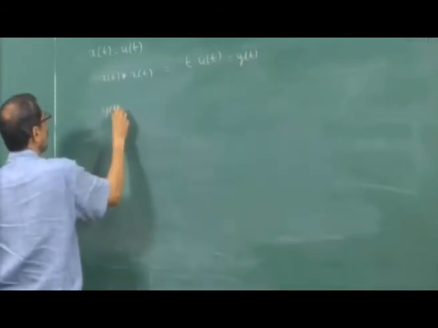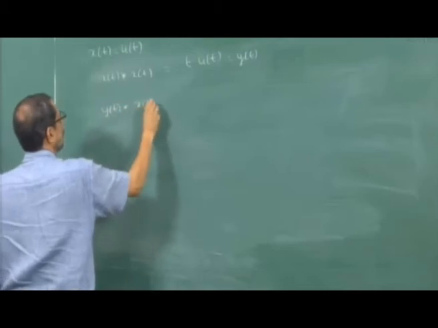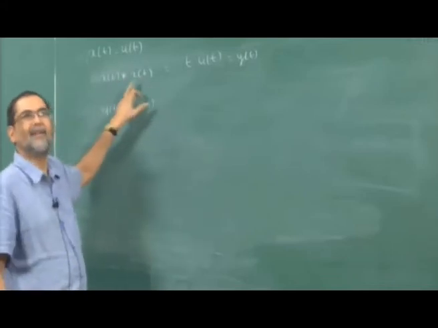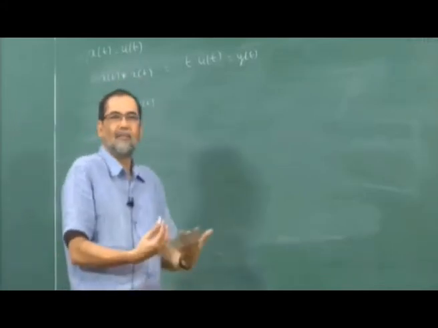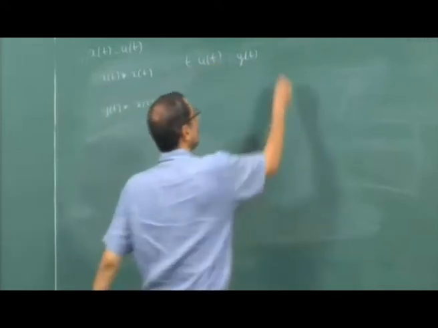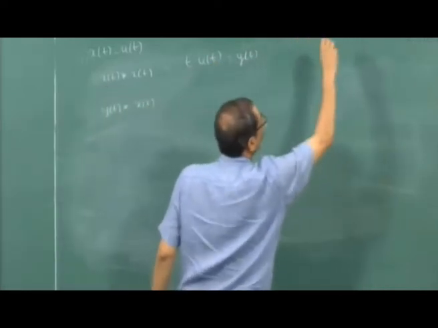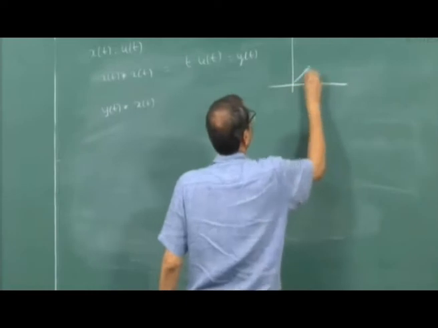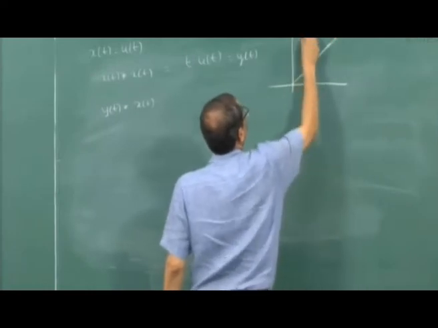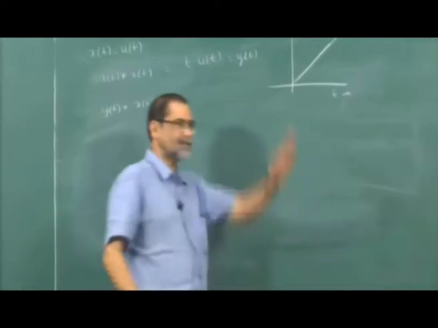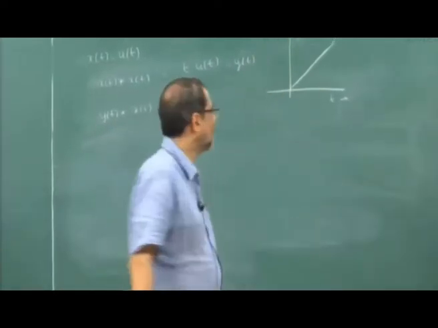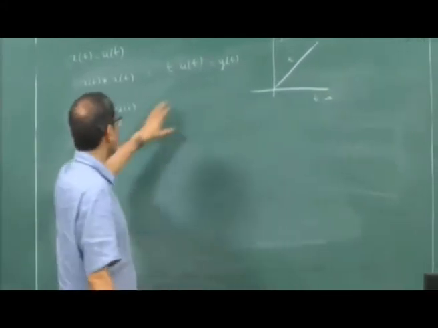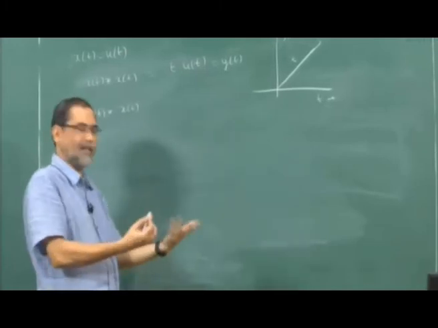If you now continue this operation, if you convolve y of t with x of t, where y of t I obtain by convolving unit step with unit step, the answer is t into u of t, which is ramp. So ramp is this function. It's a sloping function, a 45 degree line, and the equation is y equal to t. That's the answer for the first part, convolving u with itself.